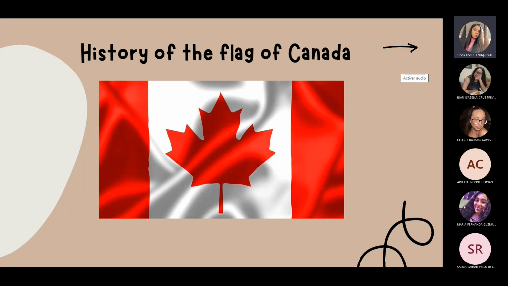History of the flag of Canada. The Canada flag was officially created in 1921 by British King George, between 1817 and 1965, the official day of the Canada flag.